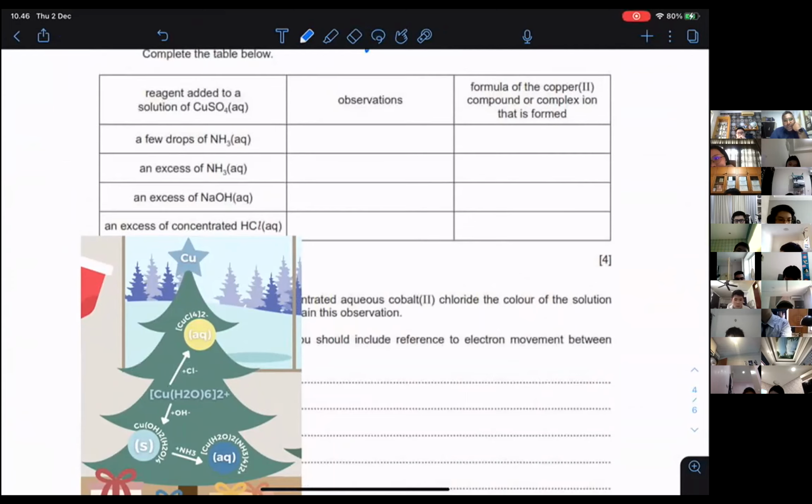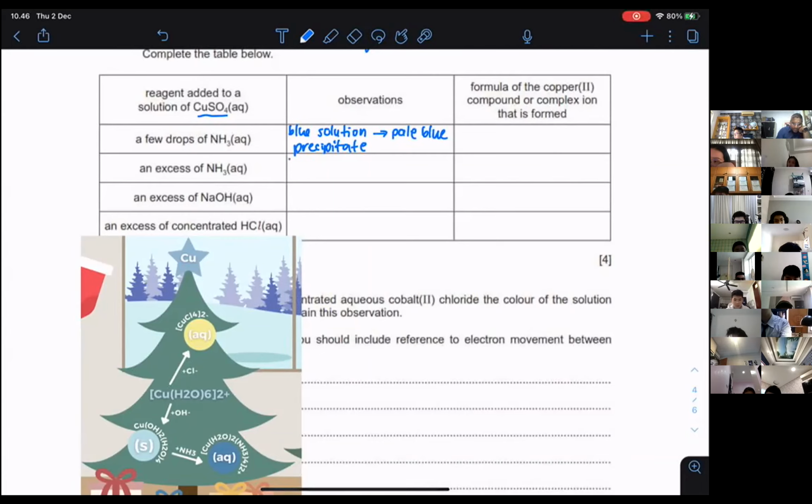So you see, when I add a few drops of ammonia, the observation is going to be... We know that this is going to be copper sulfate. We start from a blue solution. So what is your observation? The blue solution, if you want to show the changes, becomes what? A few drops of ammonia: the blue solution will change into a pale blue precipitate. Don't write PPT. Pale blue precipitate.